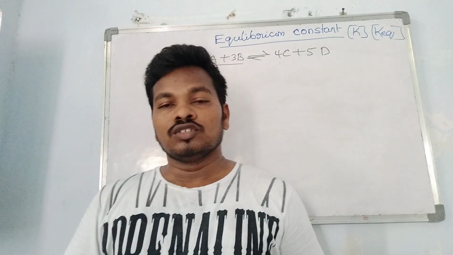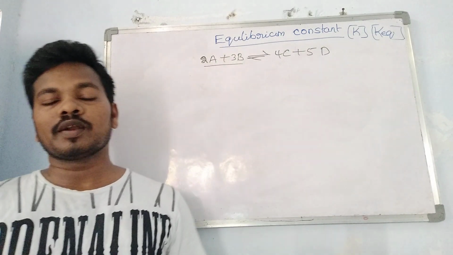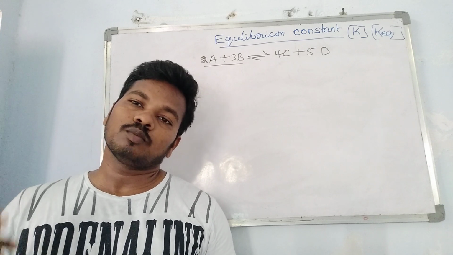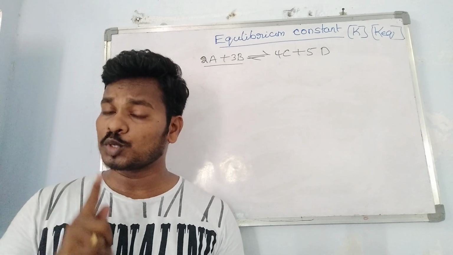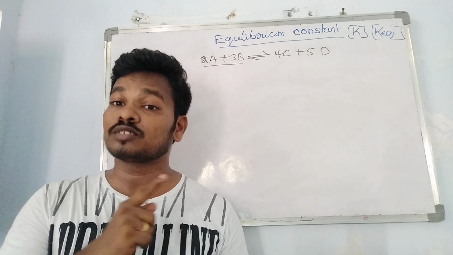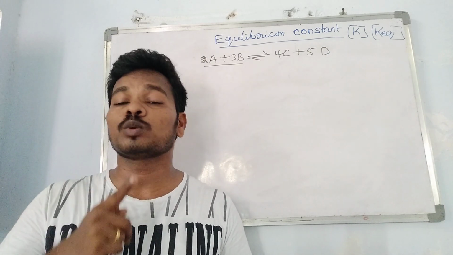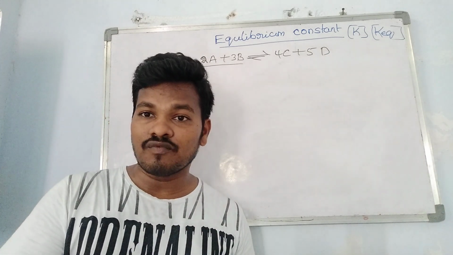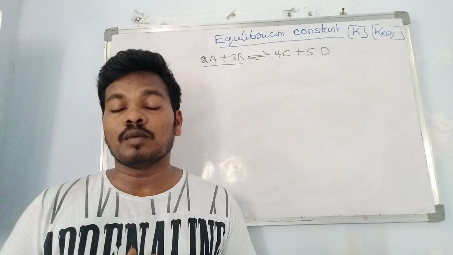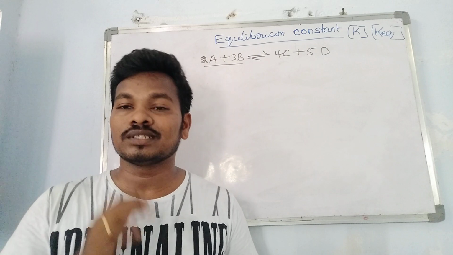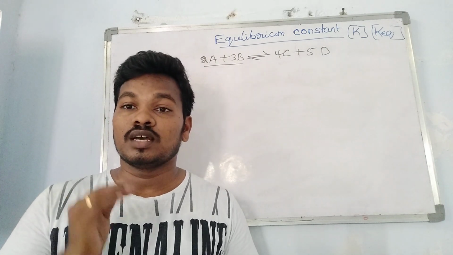So today we are going to discuss how to write the equilibrium constant Kp and the equilibrium constant Kc. What is the difference between Kp and Kc? When do we have to write Kp and when Kc? Not only that, we will also discuss reaction quotients.